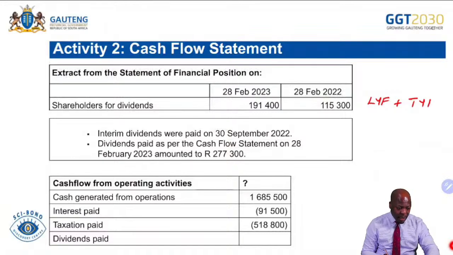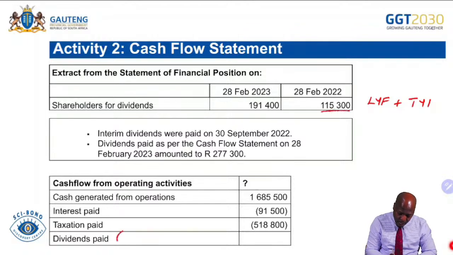How much was the last year's final? We can get the last year's final, which is your 115,300. So last year's final was 115,300 plus this year's interim.